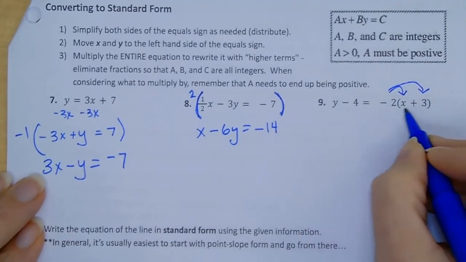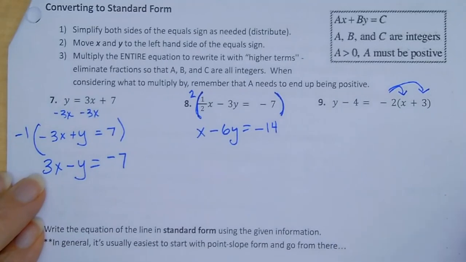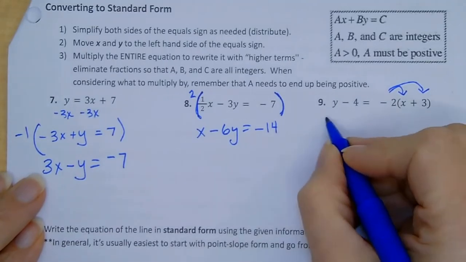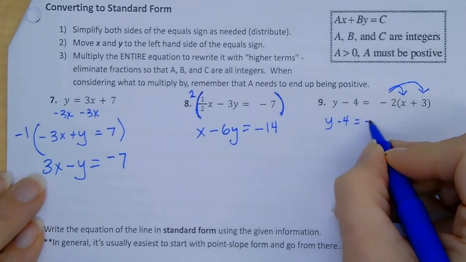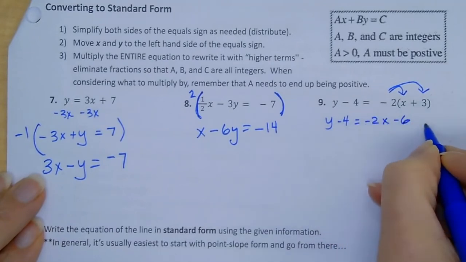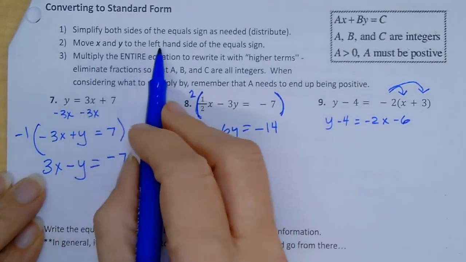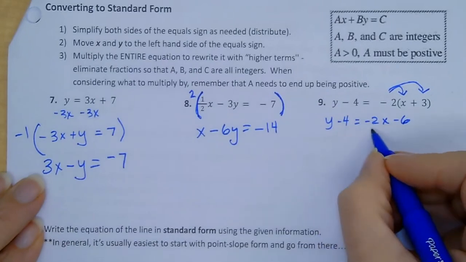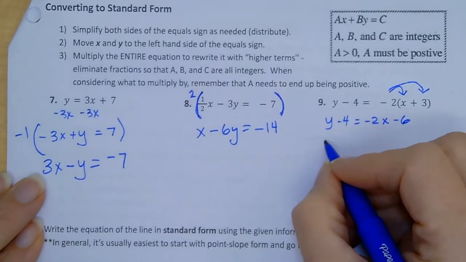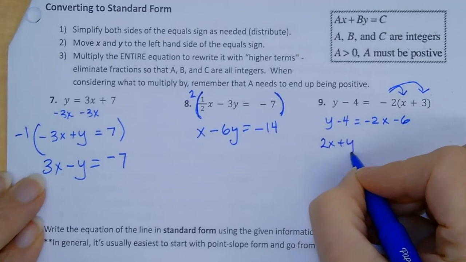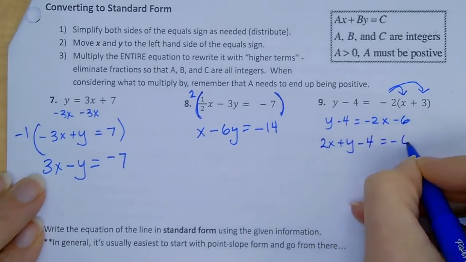This, you can see, came to you in point slope form, right? So let's go ahead and simplify. I'm going to have y minus 4 equals -2x minus 6. Next thing I want to do is move x and y to the left side. So I'll add 2x to each side. 2x plus y minus 4 equals -6.